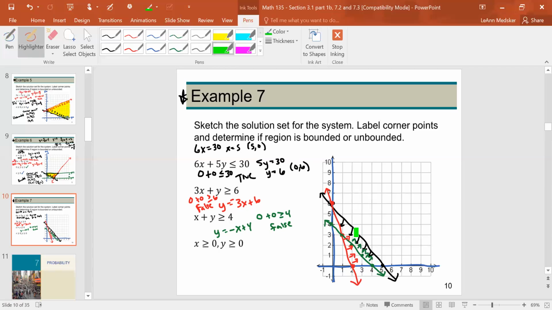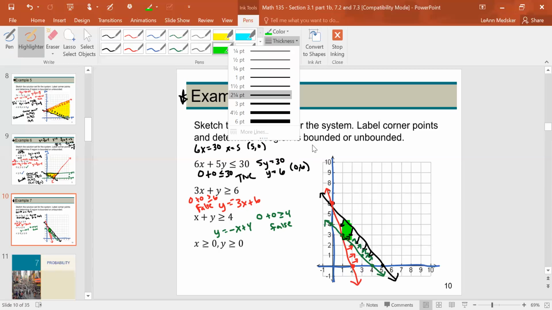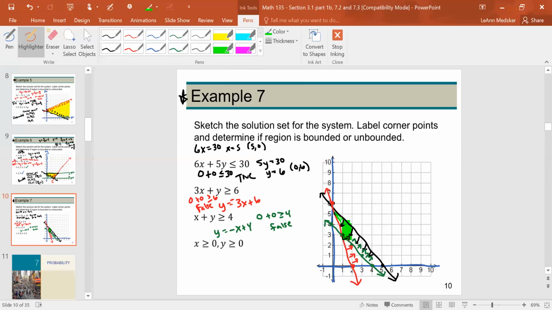So it looks like we have just this little piece. Let's make this thinner so I can shade it in. Between the red and the black here, then the green and the black, all the way down to our x-axis, and we can't go below that. So if we take away some of our other arrows right here, we can see just our shaded region. So we have 1, 2, 3, and 4 corner points.